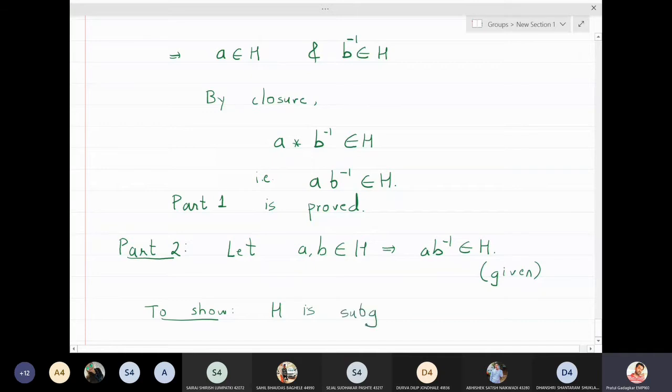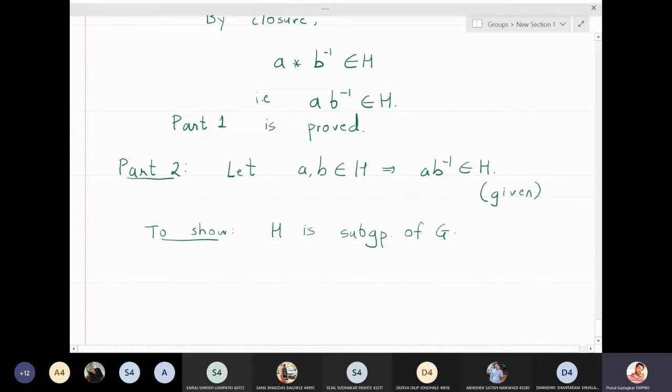To show that H is a subgroup of G, we know that we don't have to prove all four properties. We have to prove only three properties: closure, identity, and inverse. So let us do one thing. We will do the closure part a little bit later. We will first prove that the identity belongs to H. I'm doing the identity part first, and I will do the closure part later.